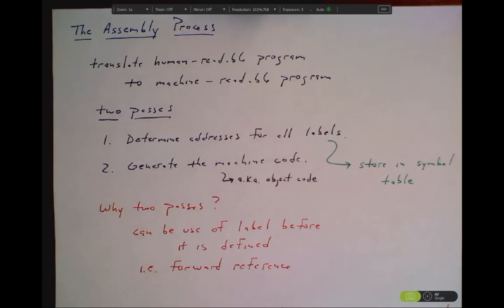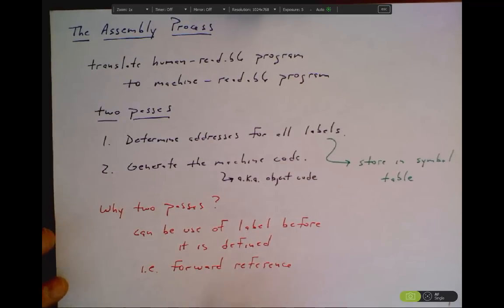So why two passes? Well, it's because there can be a use of a label before it's defined. So we might see a jump to a label down further in the program. I don't know that address for that label yet because I haven't seen it. So the problem really is this problem of forward reference. On the first pass, I just locate the definition of all the labels and store those in a symbol table, and on the second pass, there's no surprises. I'll know where everything is and I can go ahead and encode the instructions.